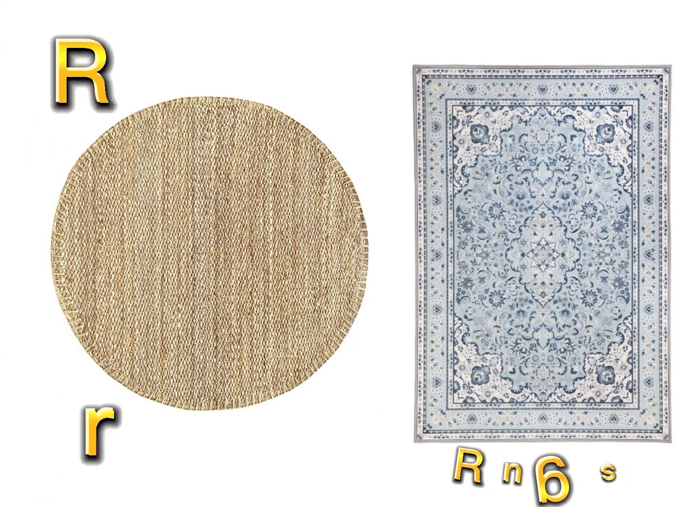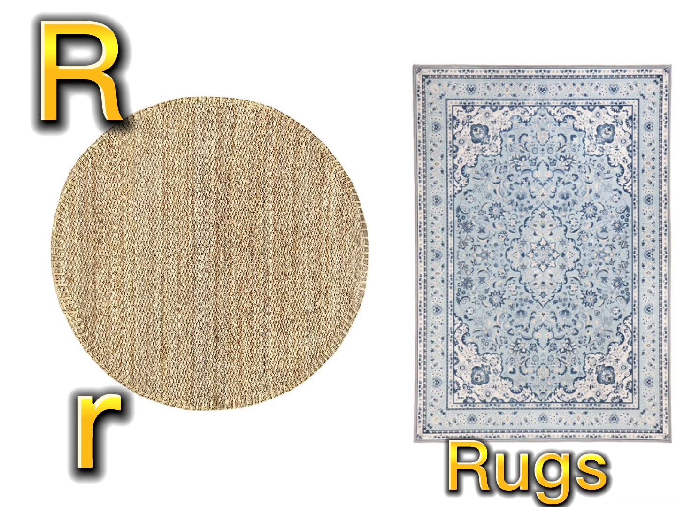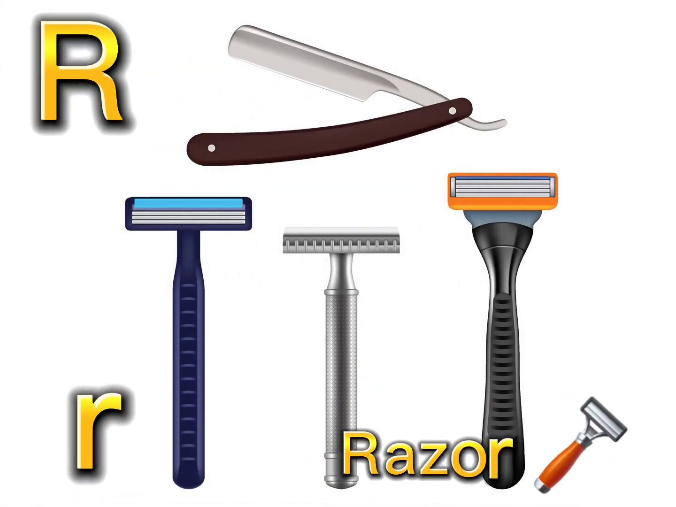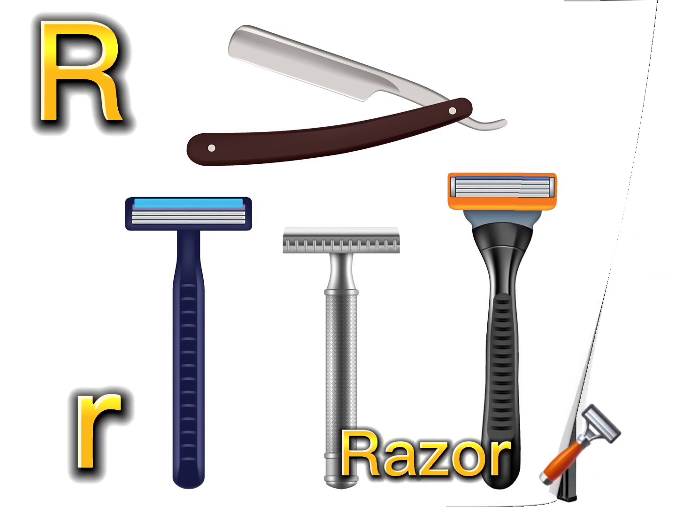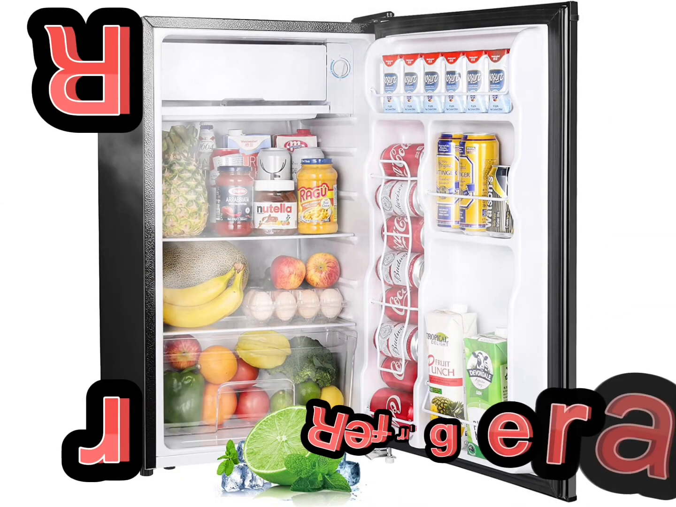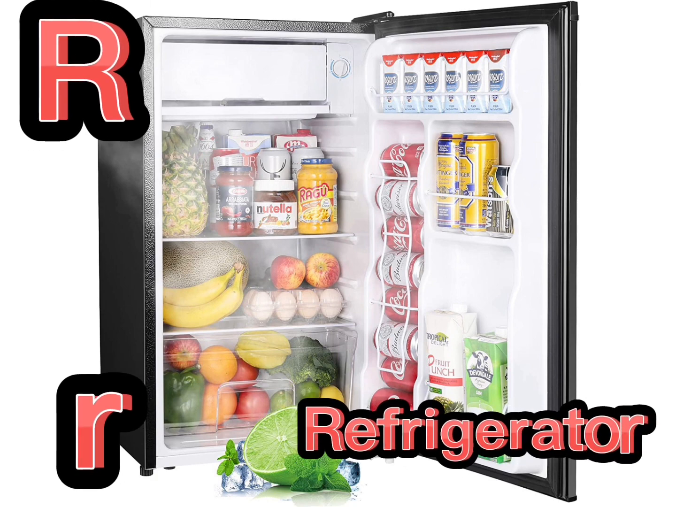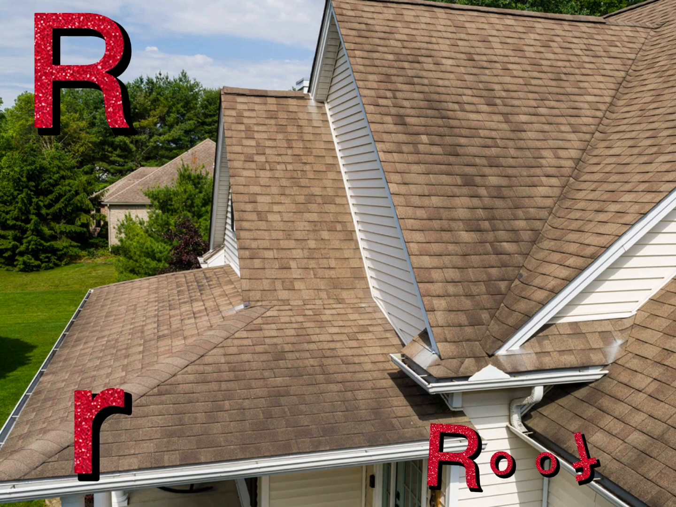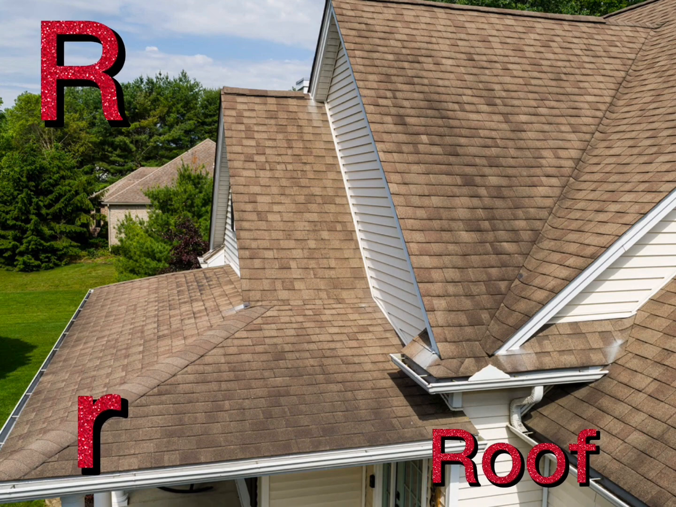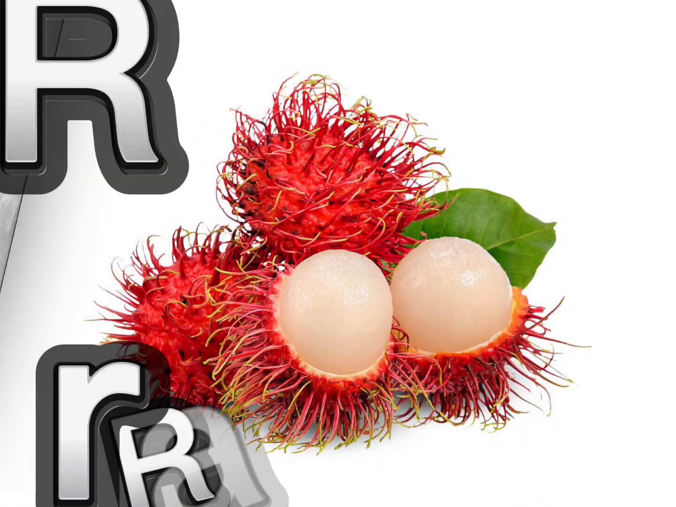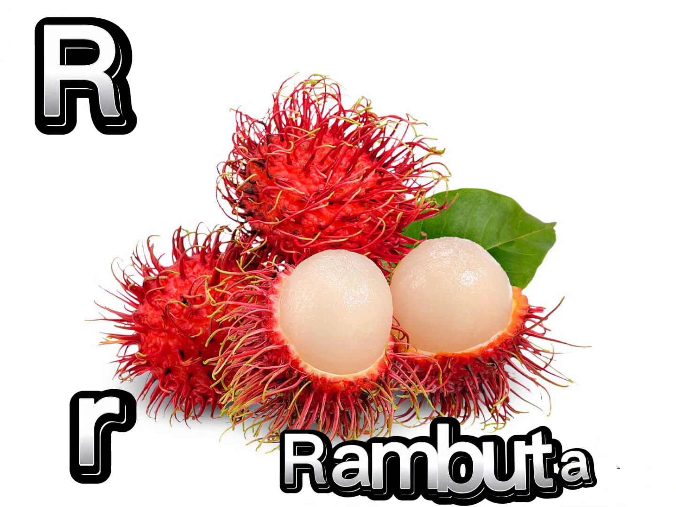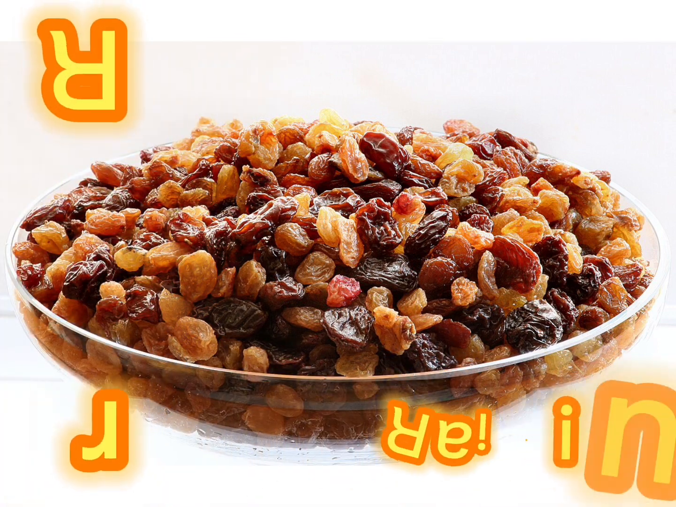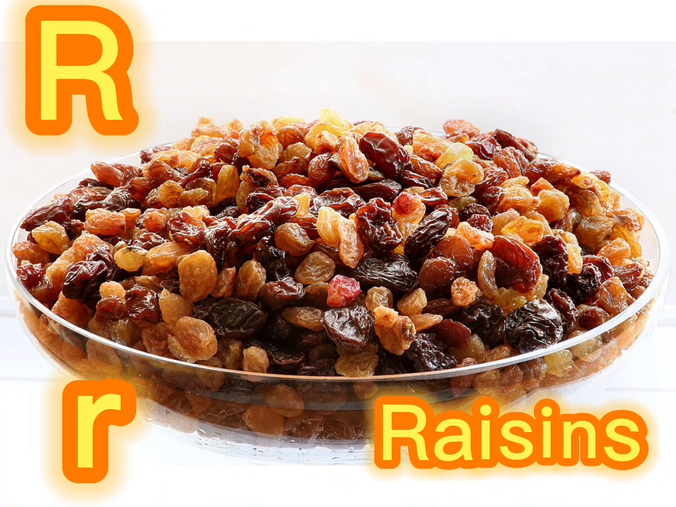R for rugs. R for razor. R for refrigerator. R for roof. R for rambutan. R for raisins.